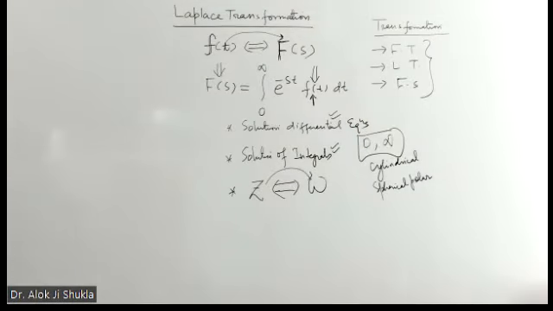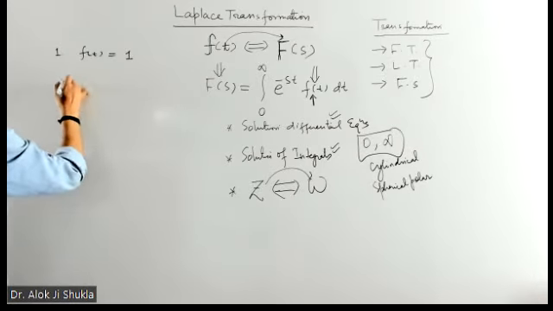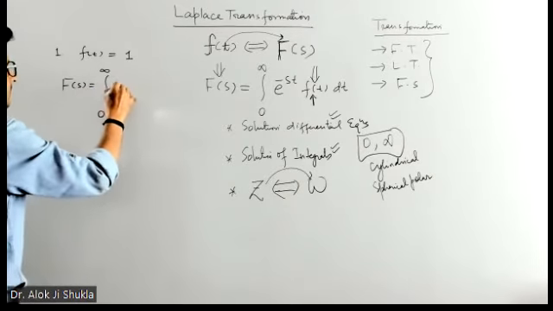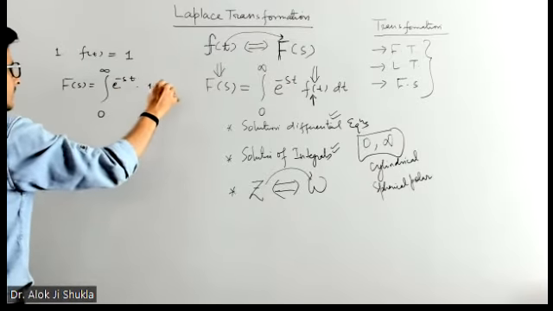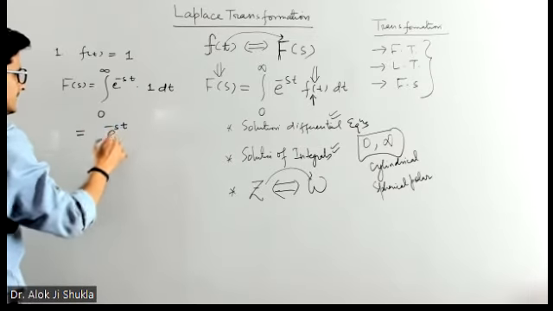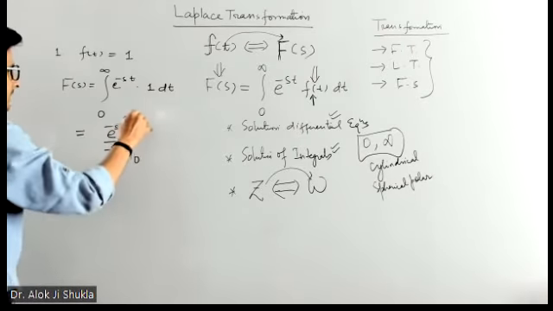So let us start calculating the Laplace transformation, okay, for some functions. Suppose the first function that I take is f(t) is equal to 1. Suppose I want to calculate the Laplace transformation of 1. So what will happen? F(s) will be equal to integral 0 to infinity e to the power minus st into 1 into dt, which is equal to e to the power minus st by minus s, 0 to infinity.